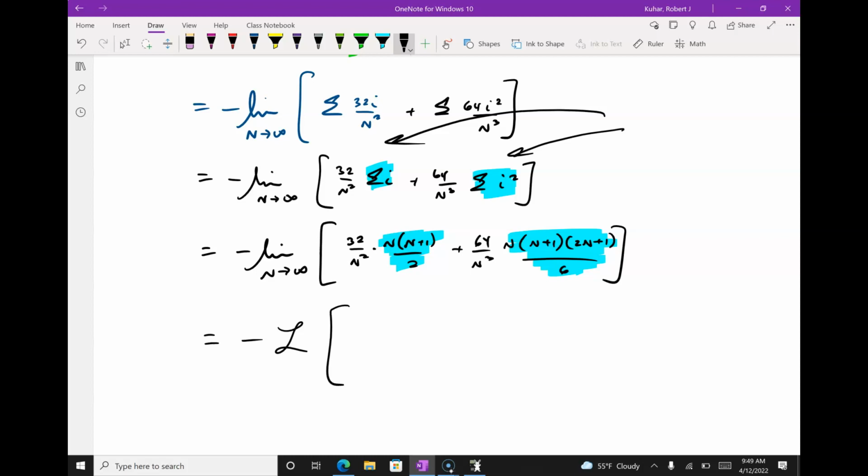What do I get here? I get 16 over n times n plus 1. Is that agreeable? The 32 and the 2 canceled. The n and the n squared cancel, right? Over here, I get what? 32 over 3n squared, because the 64 and the 6 cancel, and the n and the n cubed cancel. Everybody with me?